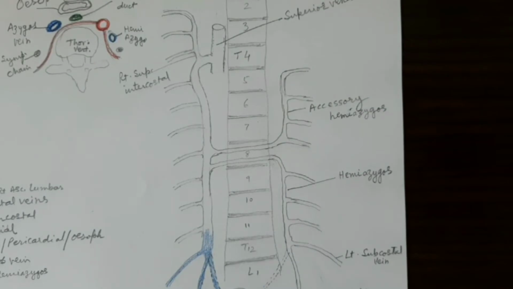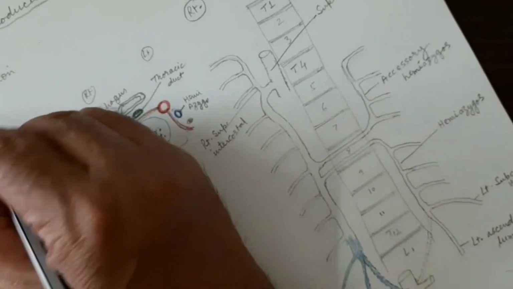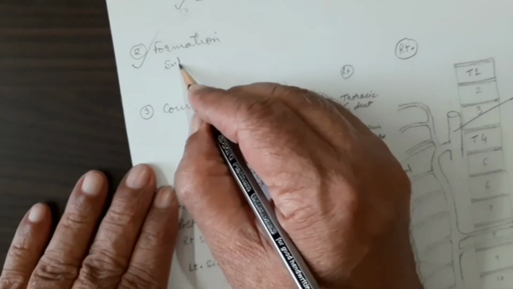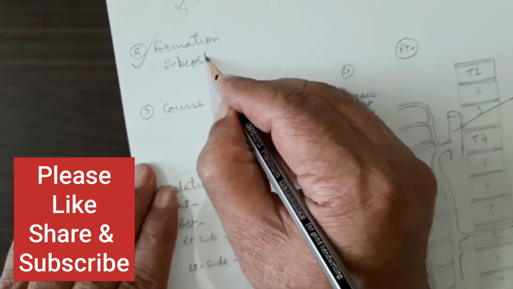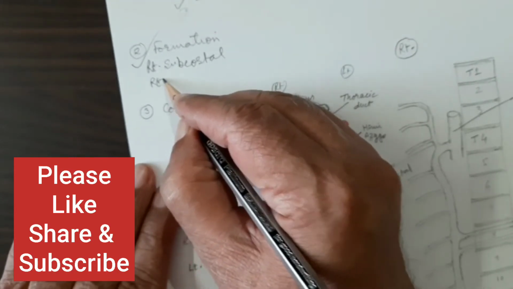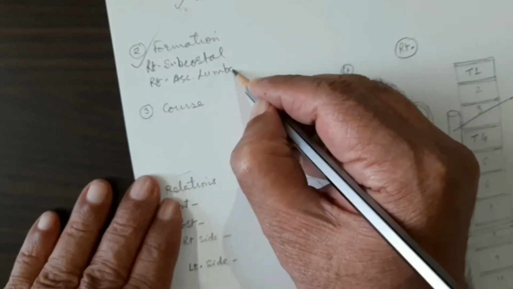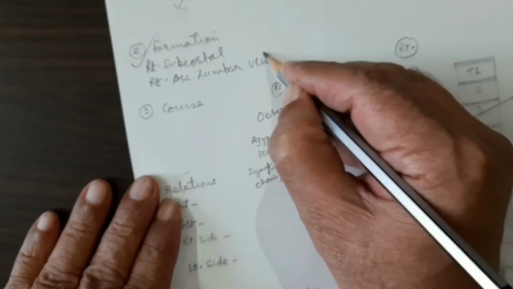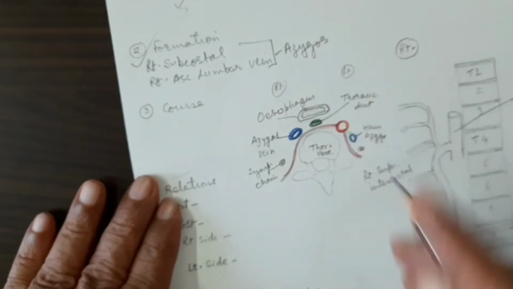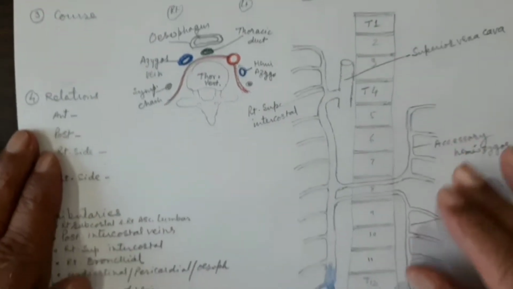Let us see the course of this vein. So we have completed the azygos vein, which is normally formed by the union of the right subcostal vein and the right ascending lumbar vein. So by the union of these two veins, the azygos vein is formed. Right. Okay, after its formation, let us come to the course.